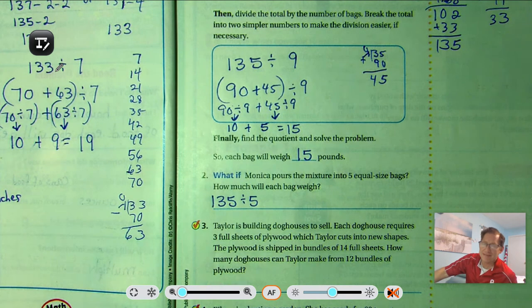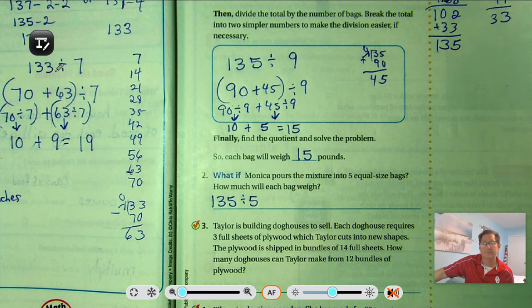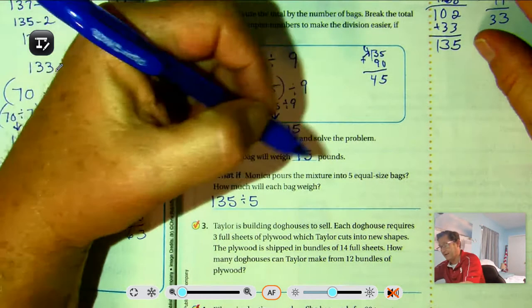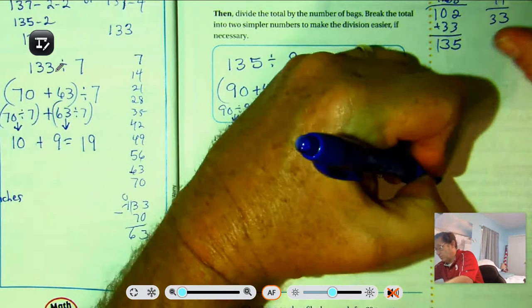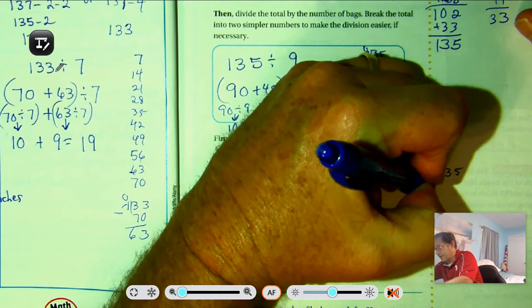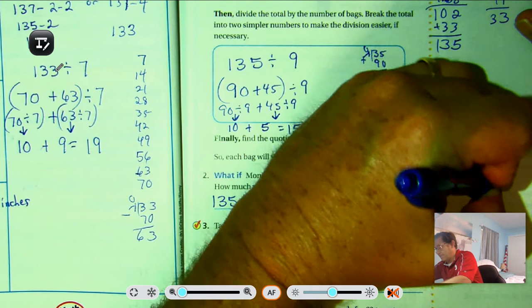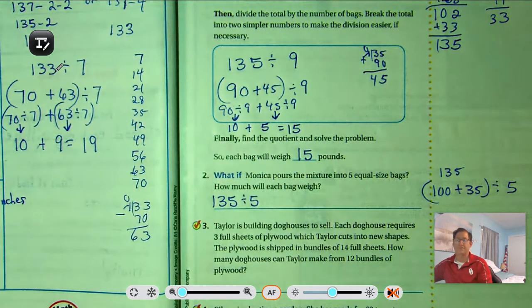Well, 5 times 10, that's not really close. I can get a lot closer by using 20. So yes, let's use 2 multiples of 10 and times it by 5. So what I'm saying is 135, let's break that into 100 plus 35, divided by 5.